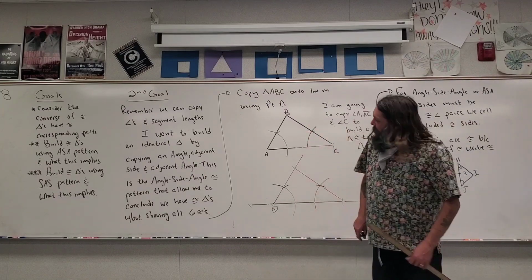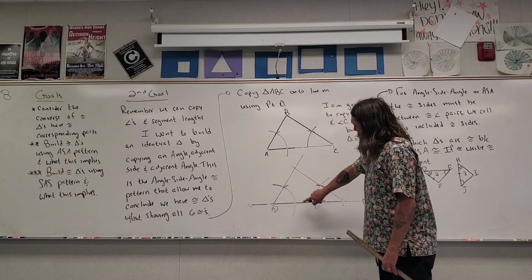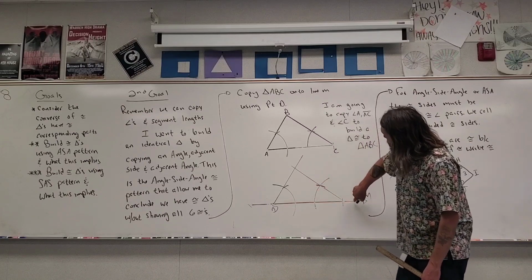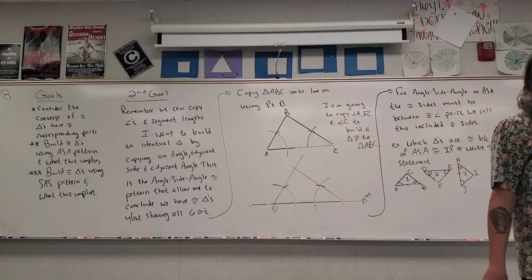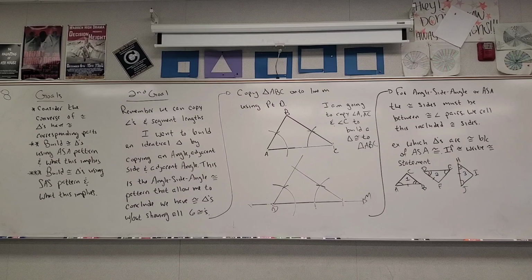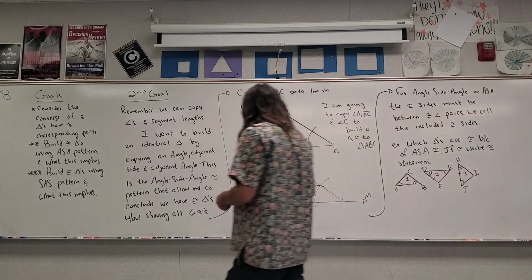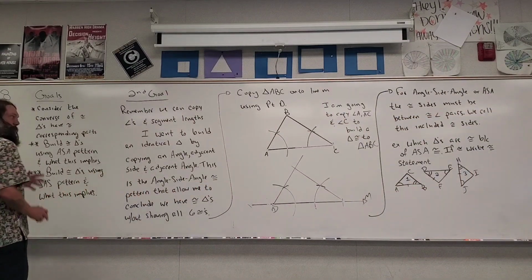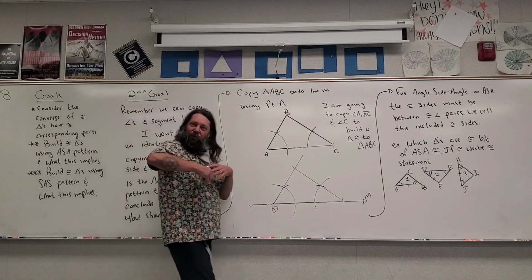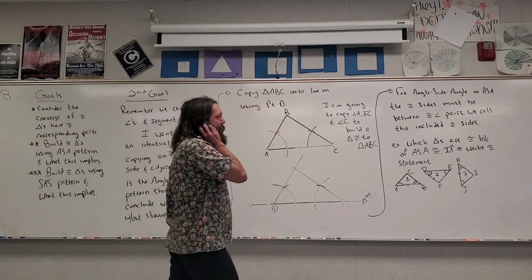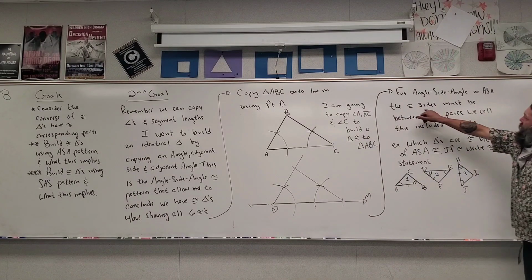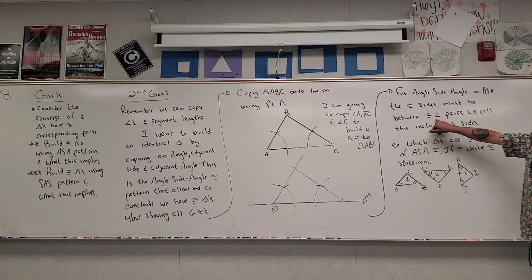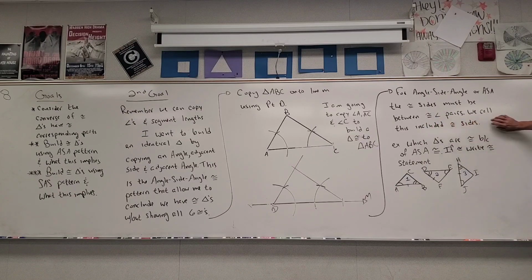I've copied it. By copying an angle, the adjacent side, and then the angle next to the side, I can guarantee that I have 2 identical triangles. Okay? And again, I wanted to walk you through the building of identical triangles so that you can recognize the pattern. So, for the angle side angle, or the ASA, the congruent sides must be between the congruent angle pairs. We call this included congruent sides.